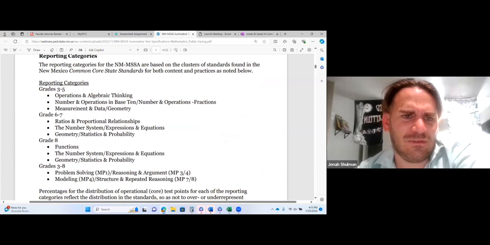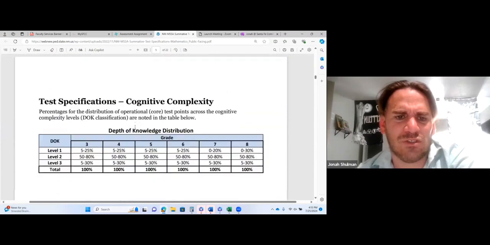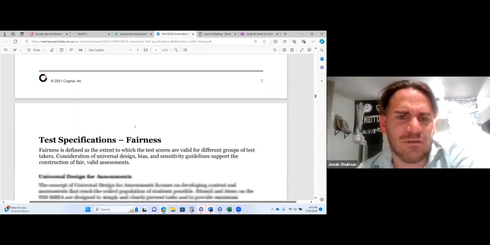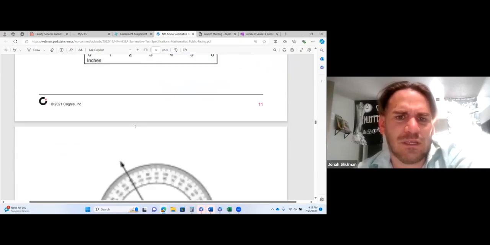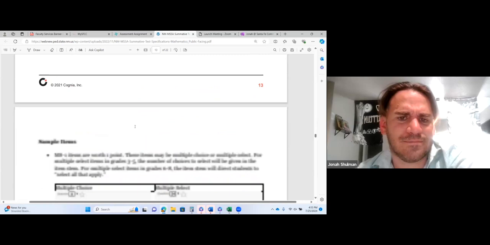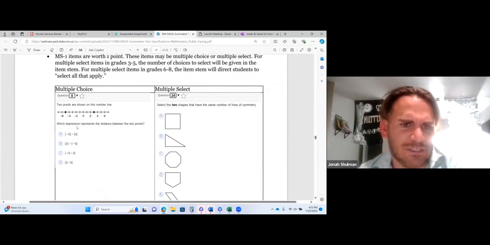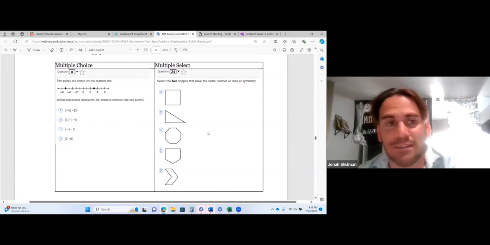Here's what you have. This is everything from the different grades: operations, algebra, numbers and operations, measurement, data, and geometry. This is how many questions there are of each. So you would just take one of these tests, right? All standards in grade 3. Whatever the exam is, that's the calculator they get. They get a ruler or a protractor. So here we go, right? Which expression represents the distance between these 2 points? Name 2 shapes that have the same number of lines of symmetry. Whatever the question is, right?